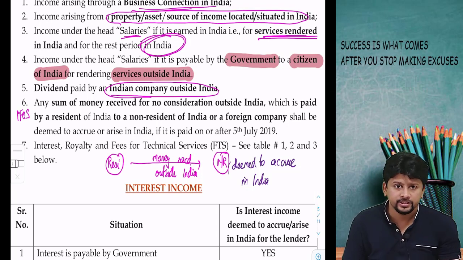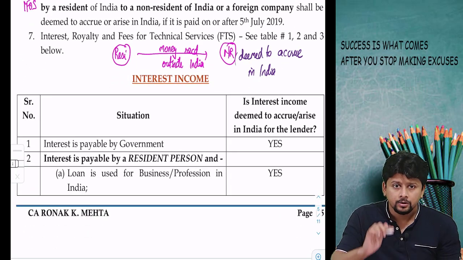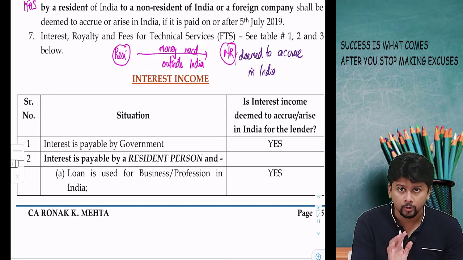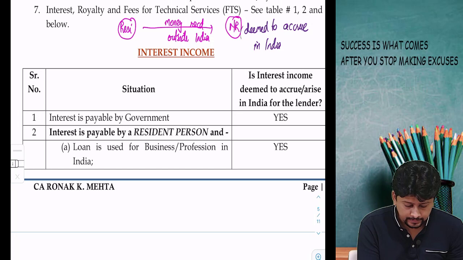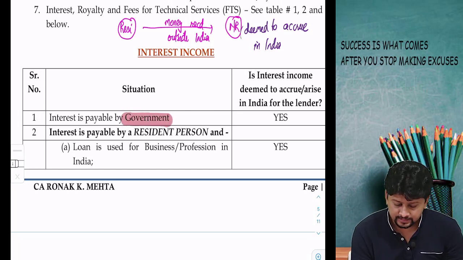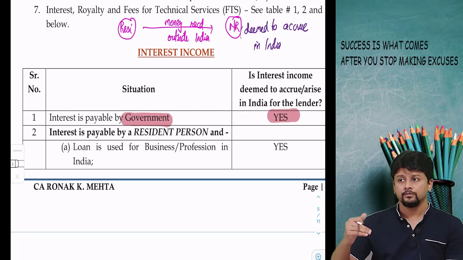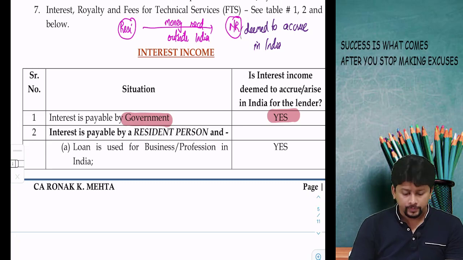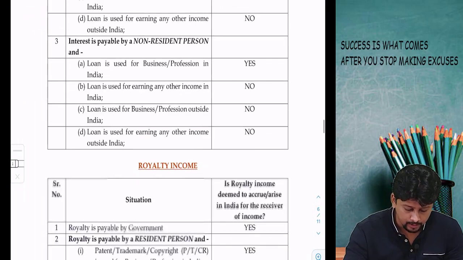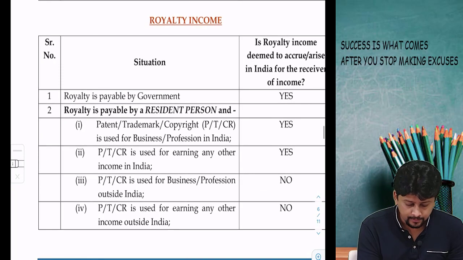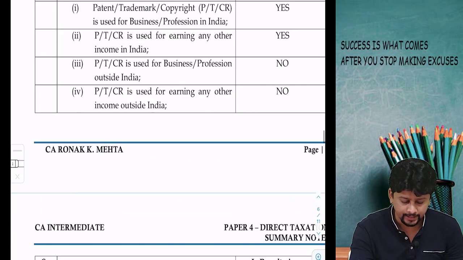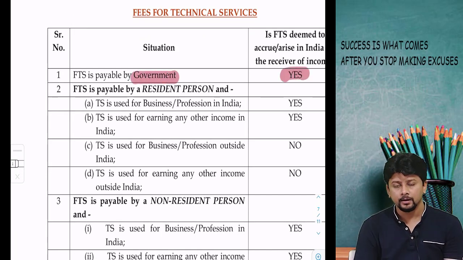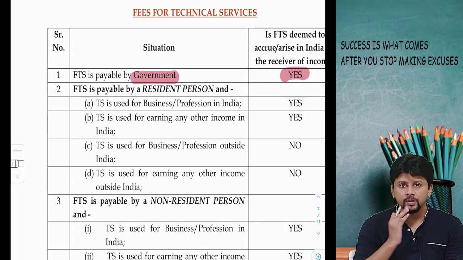Last three incomes in this section 9: interest, royalty and fees for technical services. Something very common, easy to remember if you observe a pattern. If interest is paid by government, then yes, it is deemed to accrue or arise in India. So for the lender, when he gets interest income, it will be taxable. This concept is equally applicable to royalty also. Royalty payable by government, deemed to accrue in India. Fees for technical services paid by government, deemed to accrue in India. Government is paying, it means it is assumed to accrue in India, taxable in India.